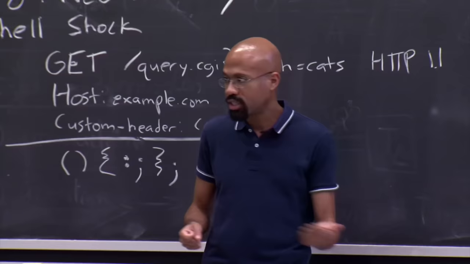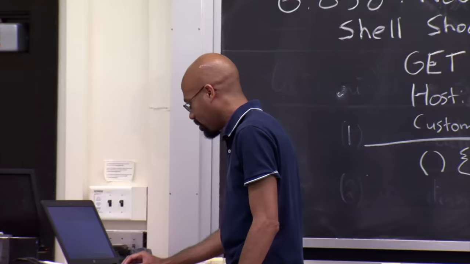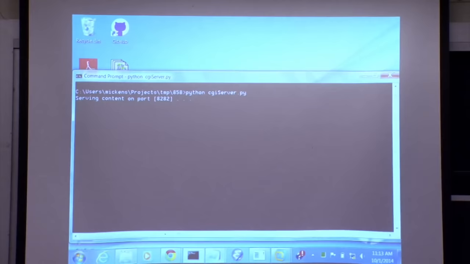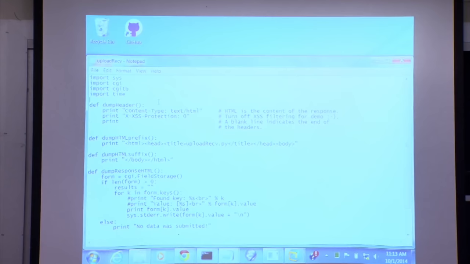In this example, I have another dumb CGI server here. If we look at this CGI server, what is it going to do? Once again, I've written something very simple in Python.